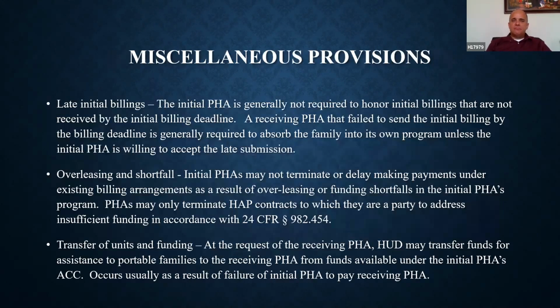I'm going to cover just some miscellaneous provisions. Late billings. I can tell you I've received a lot of complaints about late billings through the years. The initial PHA is generally not required to honor initial billings that are not received by the initial billing deadline. A receiving PHA that failed to send the initial billing by the billing deadline is generally required to absorb the family into its own program unless the initial PHA is willing to accept the late submission. Okay. This is a big issue sometimes with PHAs, and I've seen some PHAs really squabble over this.